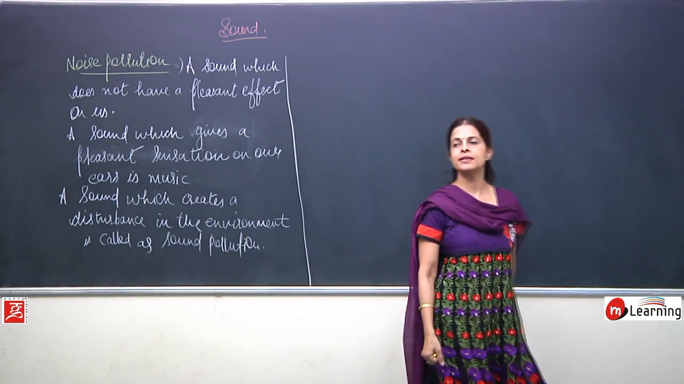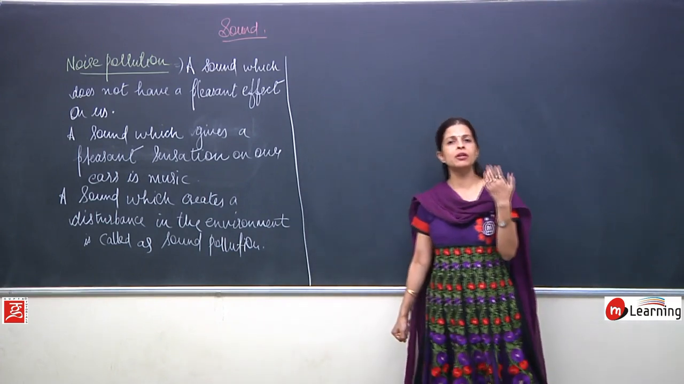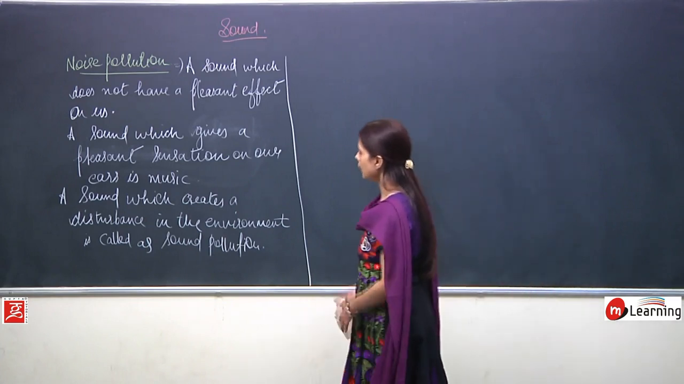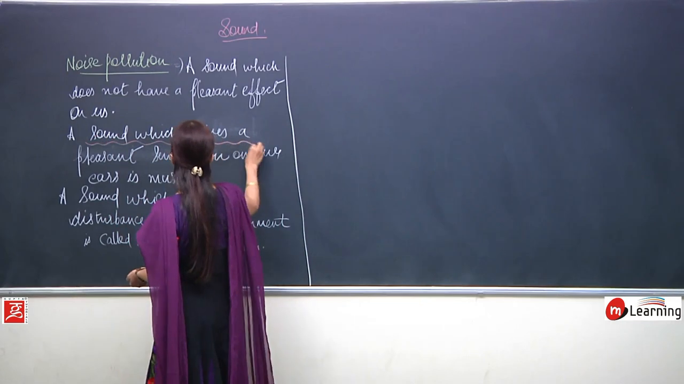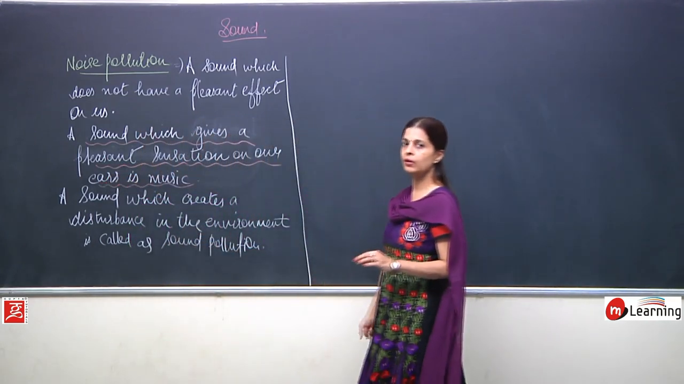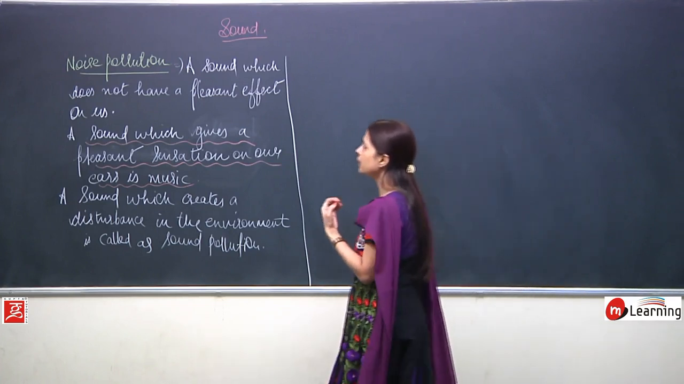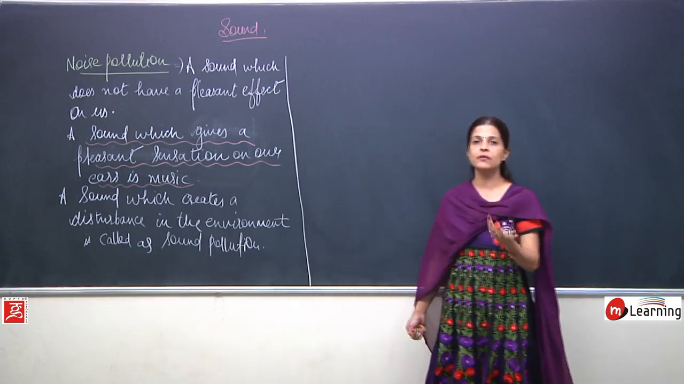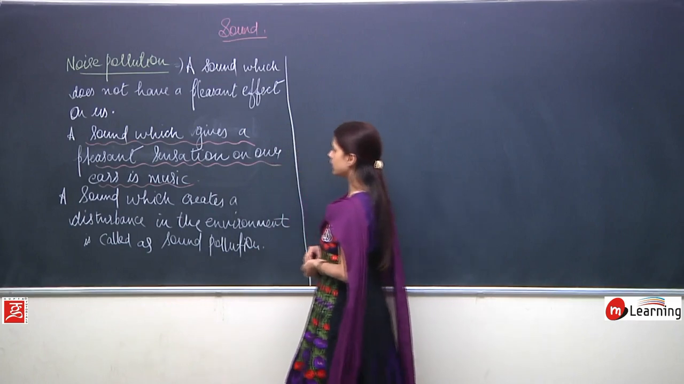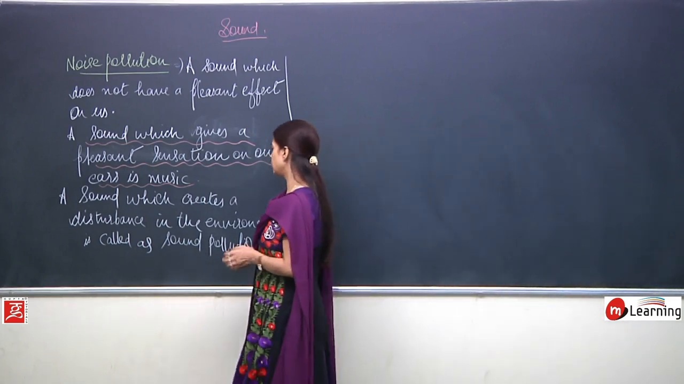So let's discuss what is there on the blackboard. Noise pollution: a sound which does not have a pleasant effect on us. A sound which is not creating any kind of pleasant effect for us is noise pollution, or it can be known as sound pollution. Then a sound which gives a pleasant sensation on our ears is music. When the effect is pleasant, a very nice soothing effect for us, it is known as music. And one more definition: a sound which creates a disturbance in the environment is called sound pollution.